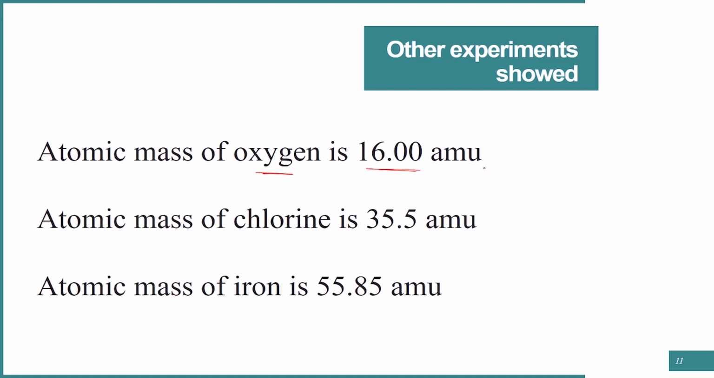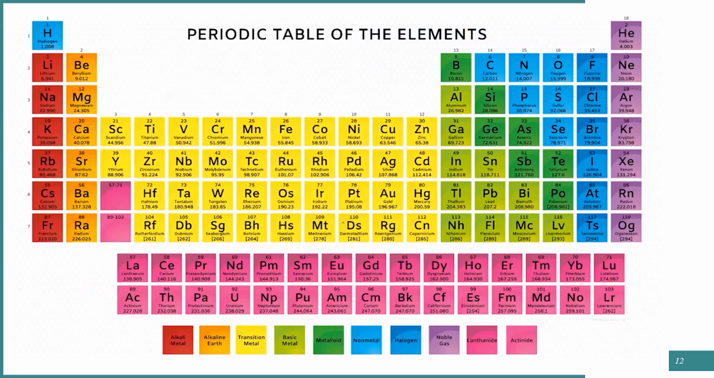In another example, similar experiments showed that the atomic mass of oxygen is equal to 16 atomic mass units. The atomic mass of chlorine is equal to 35.5 atomic mass units, and the atomic mass of iron is equal to 55.85 atomic mass units. Now, if we look at the periodic table, we should see the relative atomic mass of elements below the element symbol.